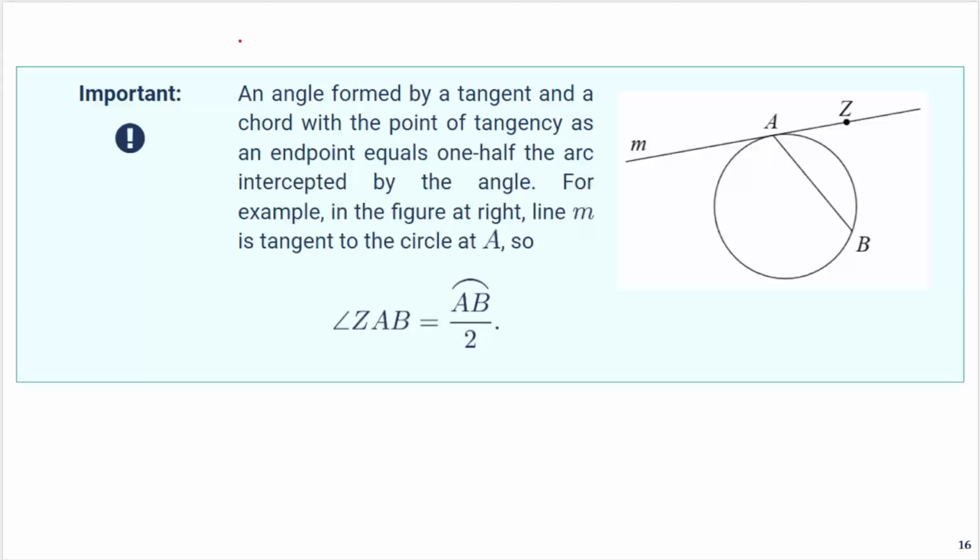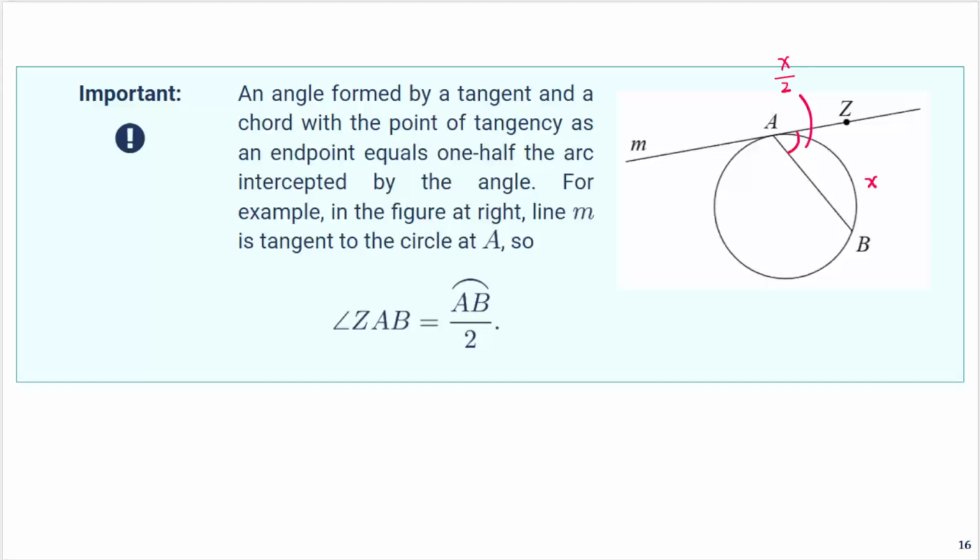For example, in the figure at right, line M is tangent to the circle at A, which means it only passes through the circle once at point A. So here, this angle ZAB equals 1/2 of the measure of the arc AB. So if arc AB equals x in degree measurement, then this angle is simply x over 2. Did you get it? Again, please write this down in your notebook. This is another important property, okay?